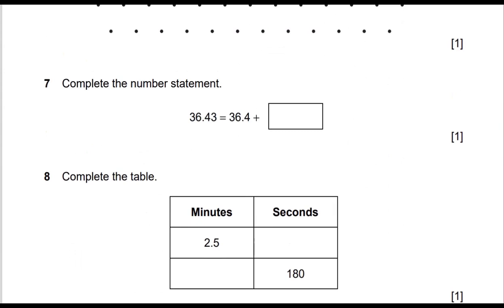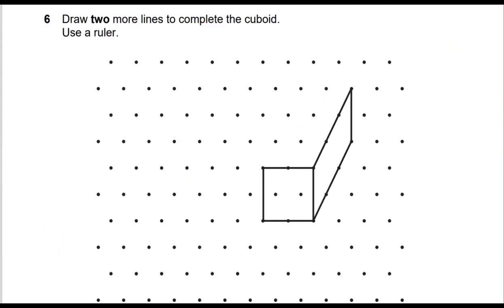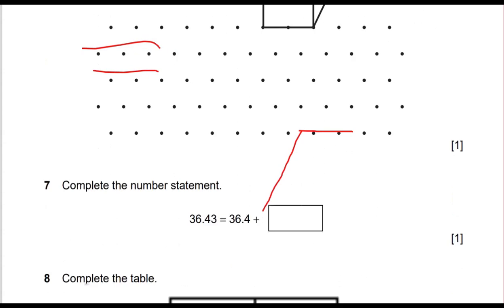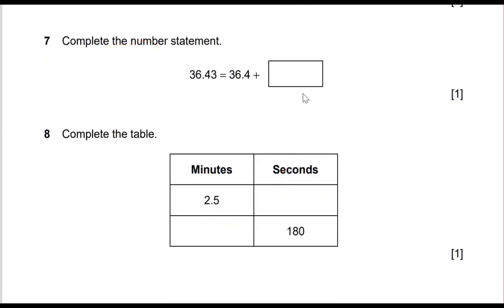Now we are in number 6. Draw 2 more lines to complete a cuboid. So use a ruler. Here like this, and this will be something like this. Simple. Alright, next, number 7. Complete the number statement. 36.43 is 36.4 plus something, so it means the digit is in the second decimal place, the hundredths place, so 0.03 will be the correct answer for this one. Okay, let's move on.